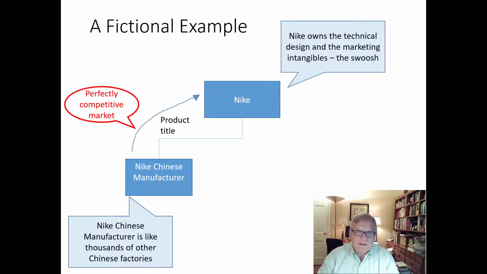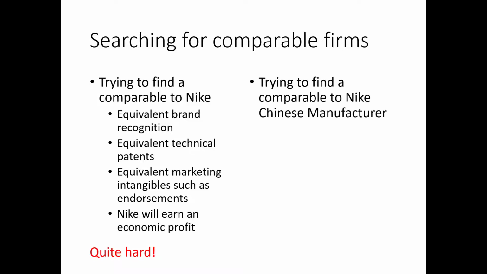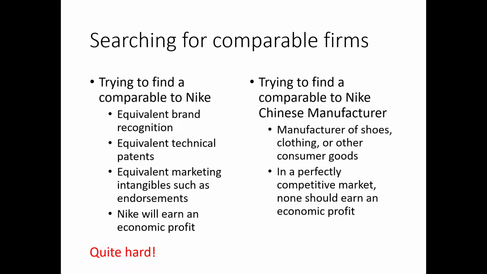But let's go back to the concept of how we are going to pick which of these two firms we're going to examine for determining the profitability. Well, we already ran through trying to find a comparable to Nike and said that would be quite hard. But trying to find a comparable to the Nike Chinese manufacturer, that's an easier proposition. We could look for people who are manufacturing shoes or manufacturing clothing in general or other consumer goods. Probably you can find someone out there who is also operating in a perfectly competitive environment, and it's not going to earn an economic profit.